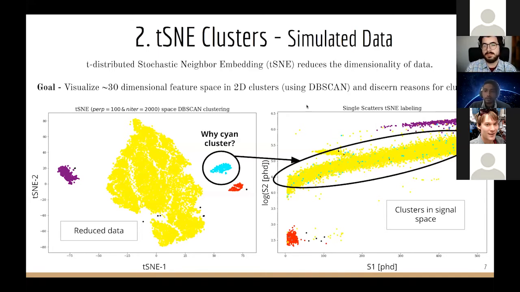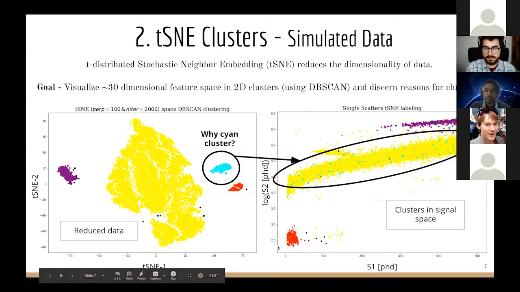But in this example, one puzzling thing is, why is this cyan population mixed in with the yellow? This is not something that is directly evident to us just by looking at S1, S2 space, as it would be if we didn't do this.